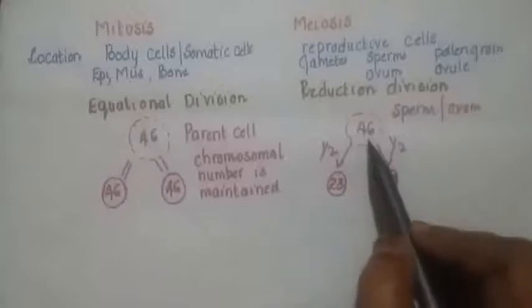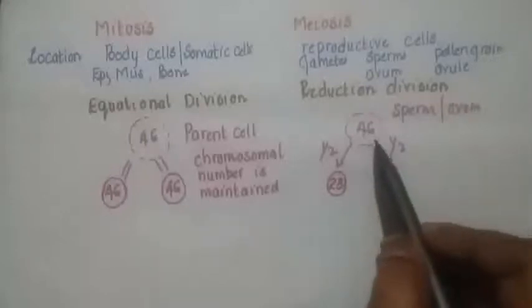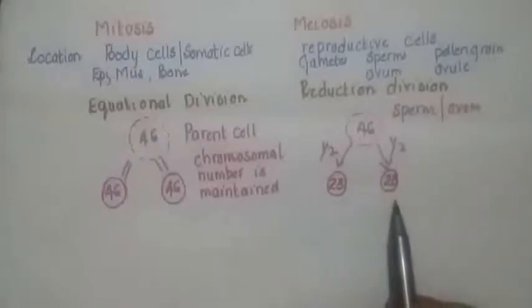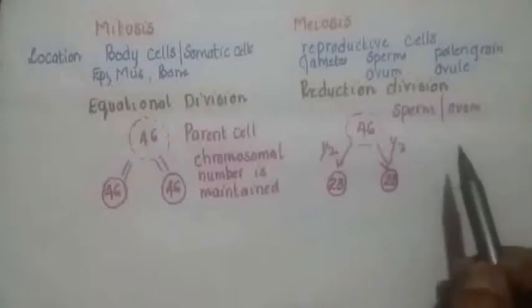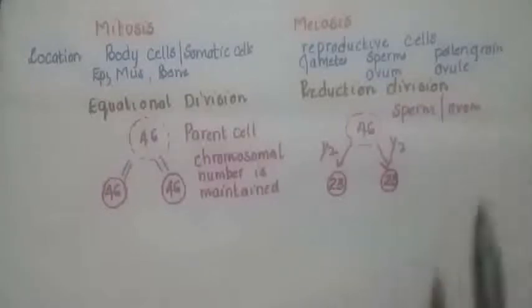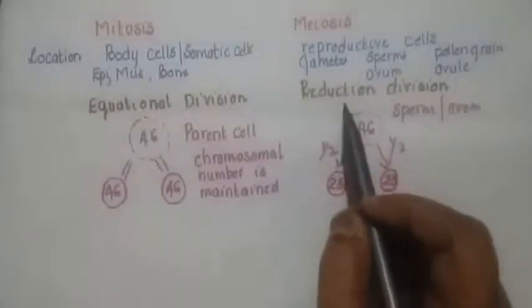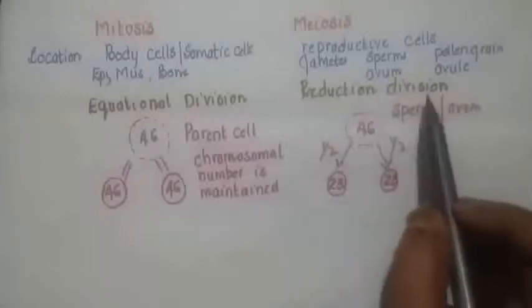So the human cell has around 46 chromosomes. So when the sperms are produced, they have 23 chromosomes in each. When the ovum is produced every alternate month, even that ovum has only 23 chromosomes. Hence, we name this division a reduction division.